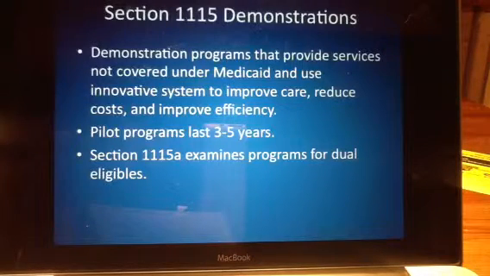Demonstration programs can be approved for up to 5 years and can be renewed for an additional 3 years. The Affordable Care Act expanded the Section 1115 demonstration programs to include the examination of dual eligible projects that examine both Medicare and Medicaid.